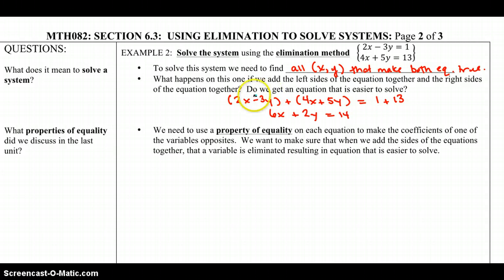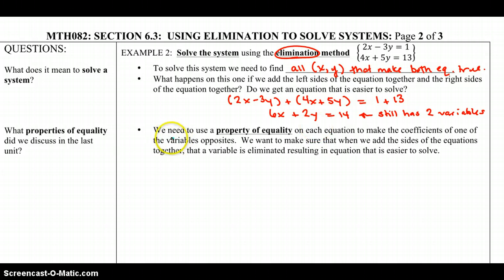Okay. So then we're asked, did we get an equation that's easier to solve? And the answer to that is no, because this still has two variables. Okay, so in the elimination method, after you've done your first step, we should get an equation with a variable eliminated. So we started with a system with x's and y's, and if we do our steps correctly, we should end up with an equation with just an x or just a y. But we can see here that this one still has both variables in it.